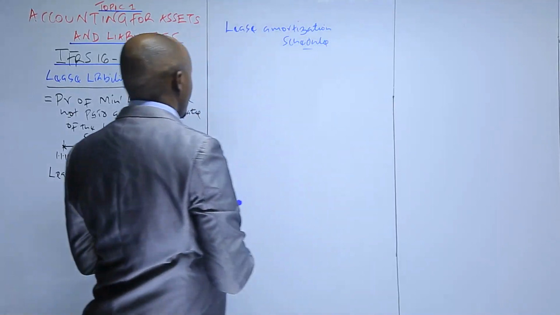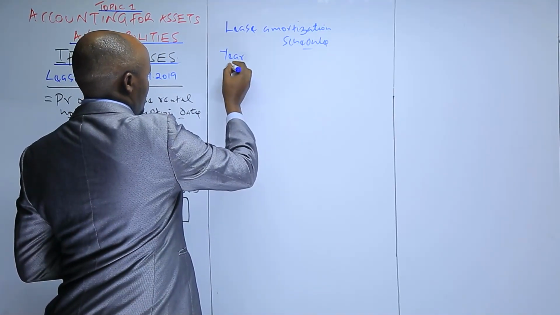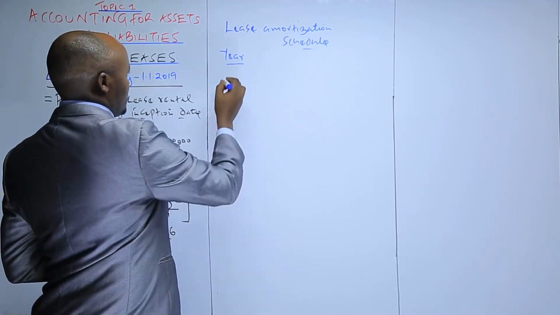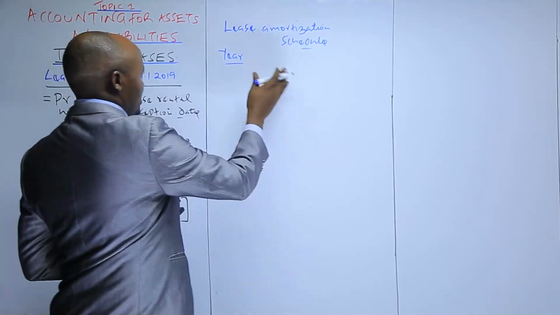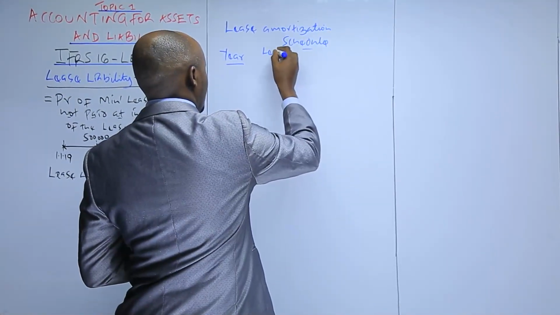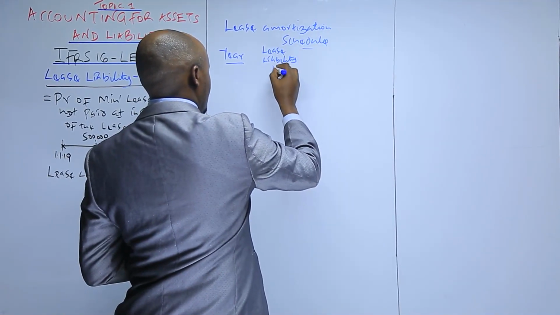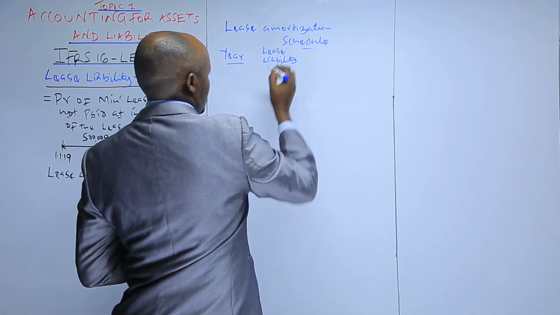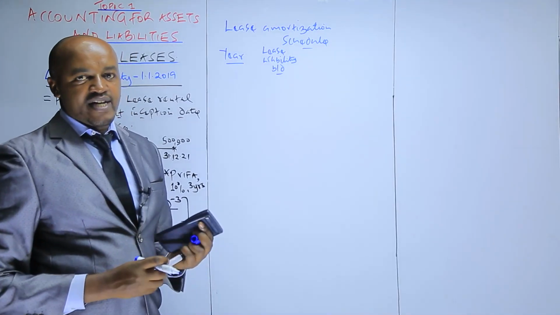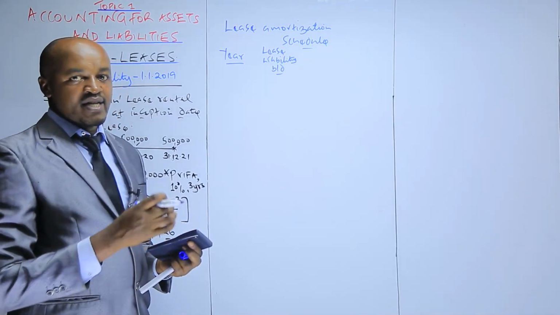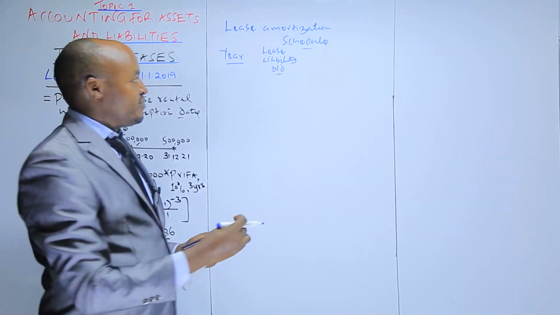So how do we prepare this schedule? We always start with the years which are ending on 31st of December. We know the first year was supposed to end on 31st of December 2019, and then the other column here will be for the lease liability at the start of the year, that is balance brought down. Then the next column always depends on when the rent is payable. If the rent is payable at the start, the next column should be for the rent paid. If the rent is payable at the end of the year, the next column should be for the interest.